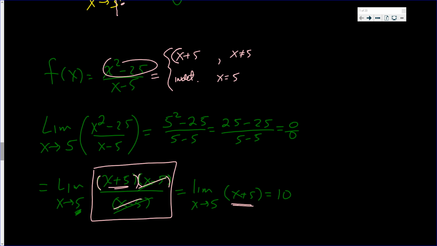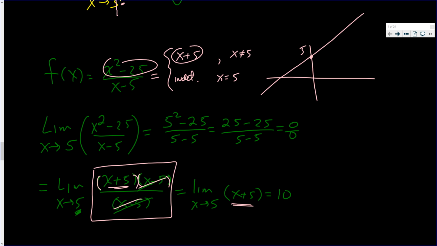Well, how do you graph x plus 5? Well, the y-intercept is at 5, and it has a slope of 1. That's the graph of x plus 5. The graph of this, the only difference is that when x is 5, we erase that little point. We erase when x is 5. Put an open circle there.